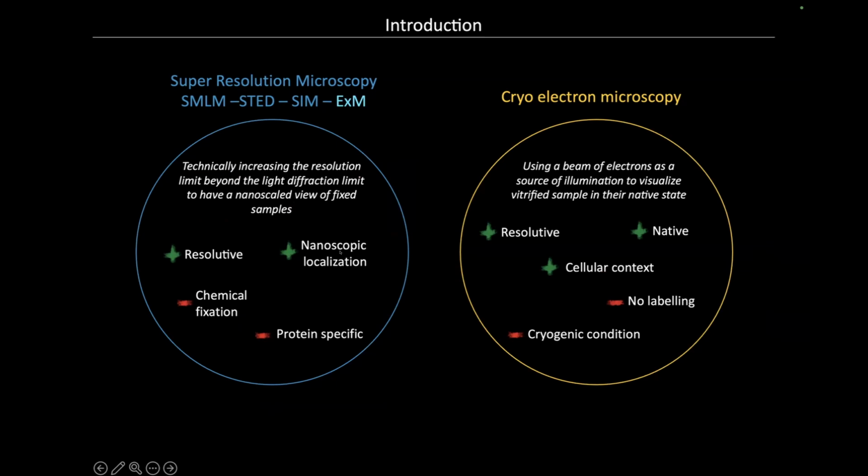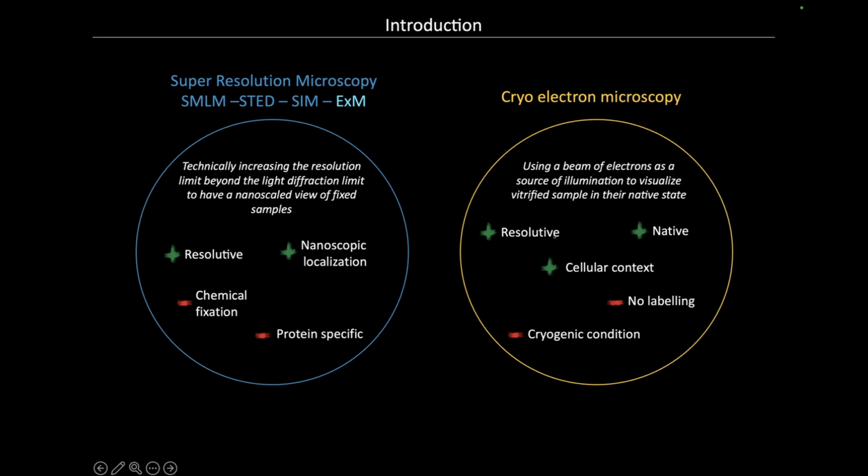that light super resolution microscopy has, of course, the power of being resolutive. It allows for nanoscopic localization, but very often it's constrained by a chemical fixation that is necessary, although we can do live super resolution microscopy, but if we stick to fixed samples, we need to add a chemical. And of course, it's protein specific in a way that you have to stain for 1, 2, 3, or a little more now, but you're limited in the sample that you want to look at.